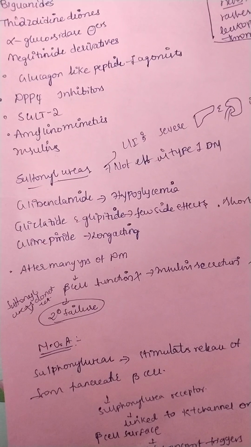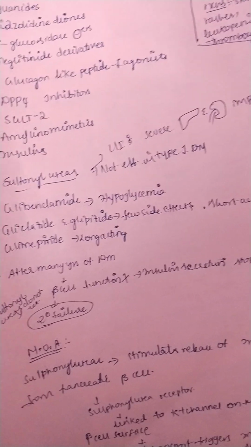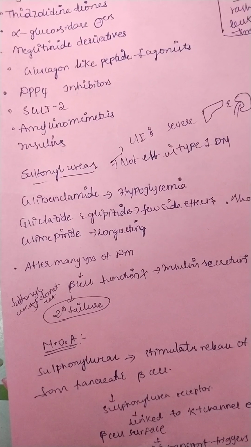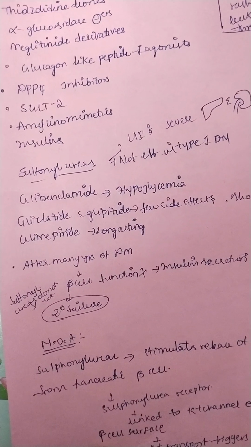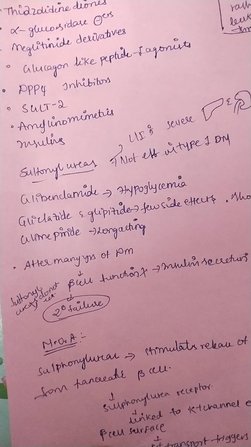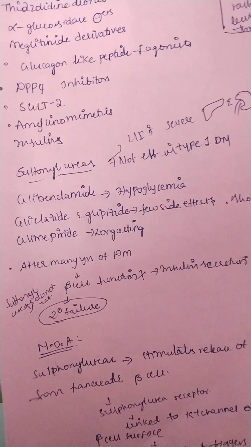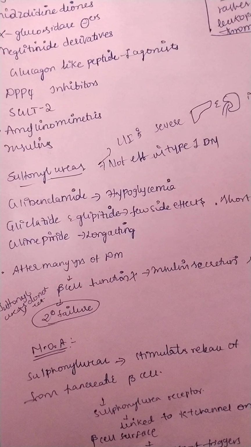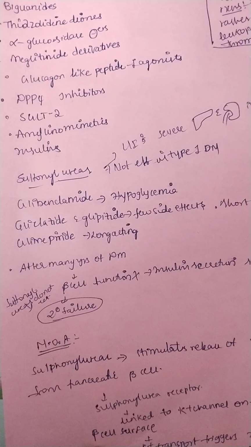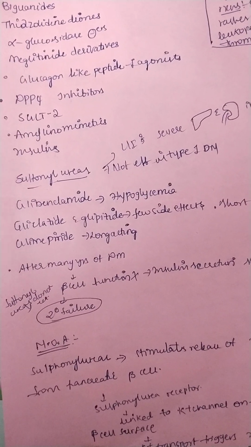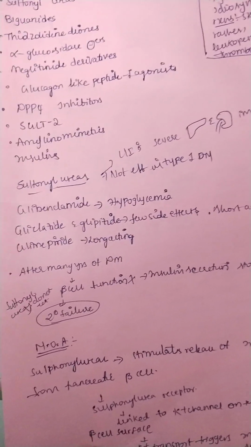Gliclazide and glipizide have few side effects, and they are short acting. Glimepiride, which we normally notice during our posting hours when we see the drug history of the patient, is probably used as an antidiabetic drug, and it is long acting. After many years of diabetes mellitus, beta cell function will completely stop, and insulin secretion gradually stops.